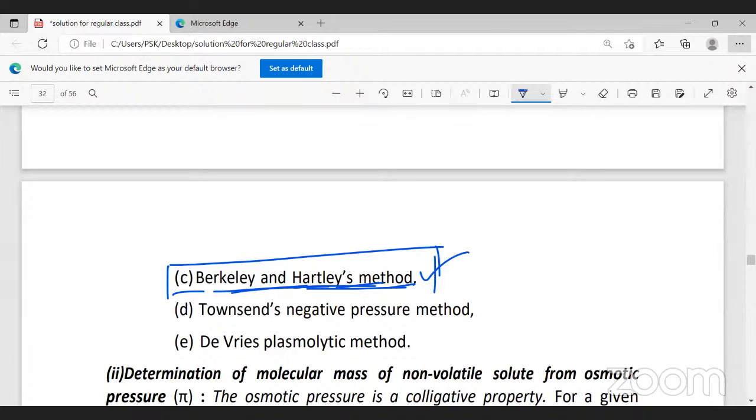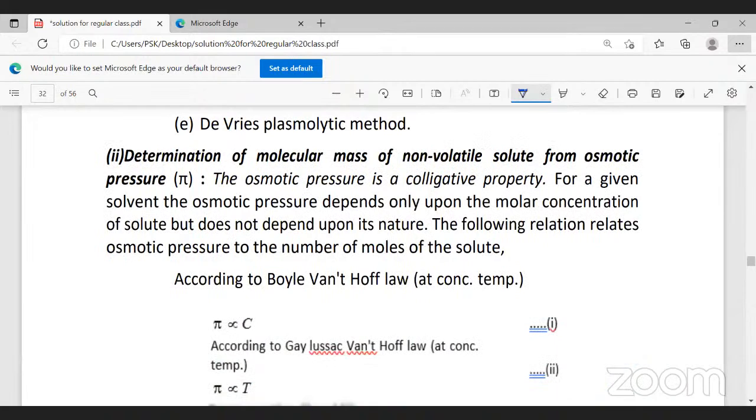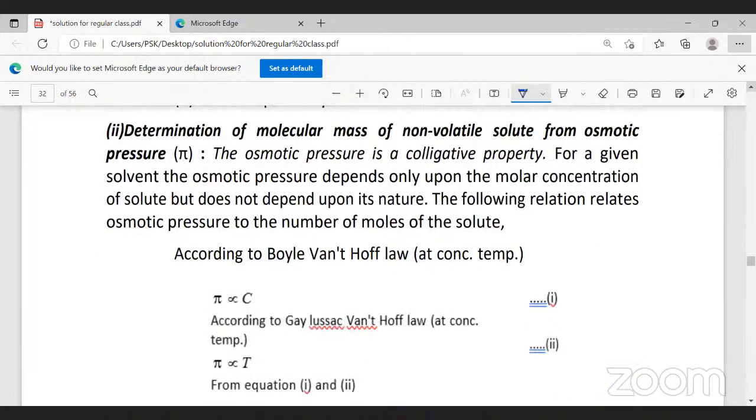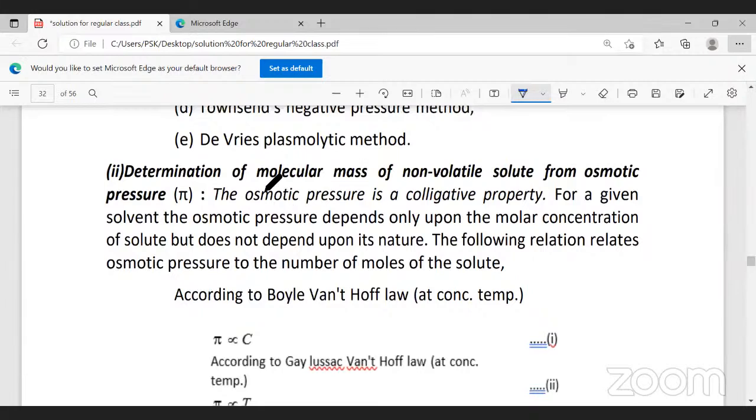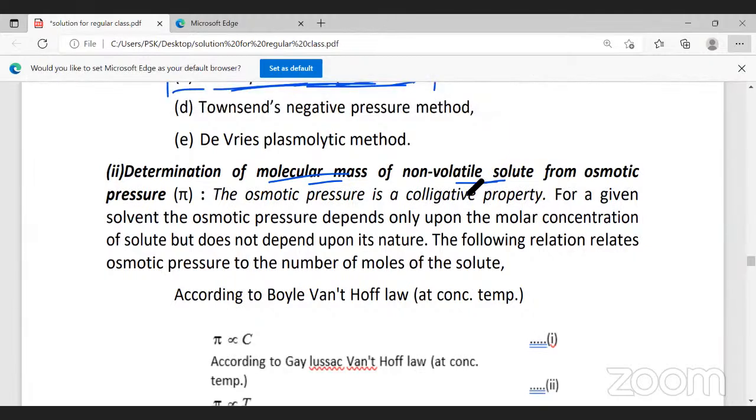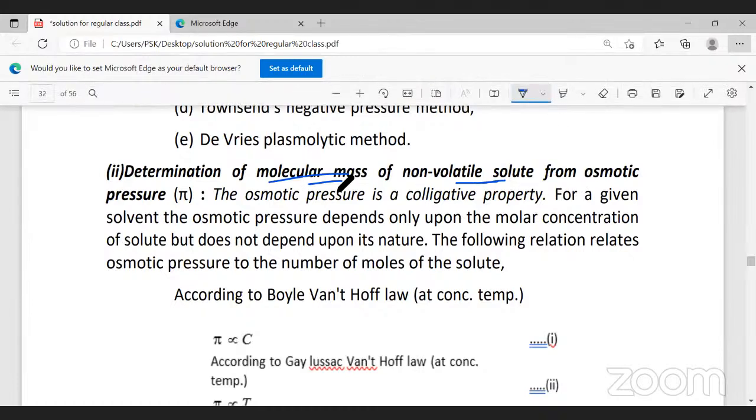Now, what is the function of learning colligative properties? The important function of learning colligative properties is to determine the molecular mass. Likewise, even using osmotic pressure, we can determine the molecular mass of a non-volatile solute. We learned in the previous class that using relative lowering of vapor pressure, you can determine the molecular mass of a non-volatile solute. How can we determine it using osmotic pressure?